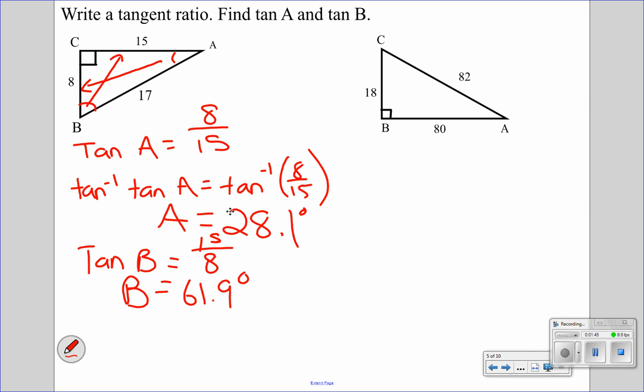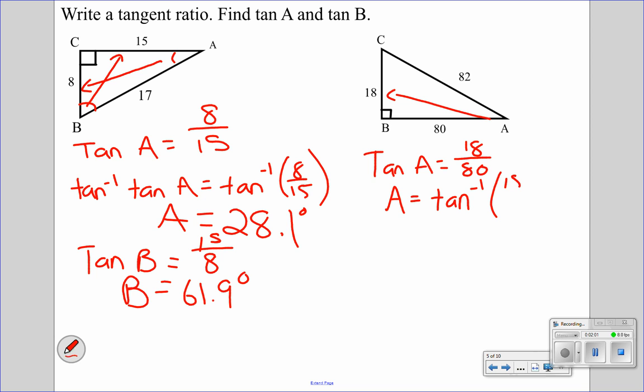Over here, the tangent of angle A is equal to the side opposite, 18, over the adjacent, 80. If we were trying to find the degree of angle A, we would take the inverse tangent of 18 over 80, which is 12.7 degrees.